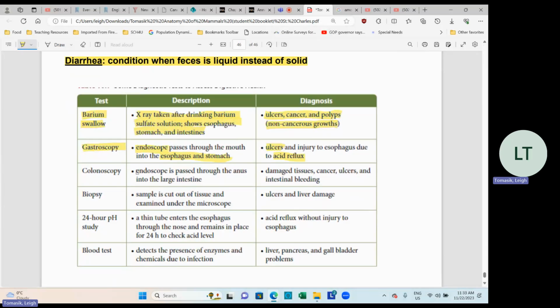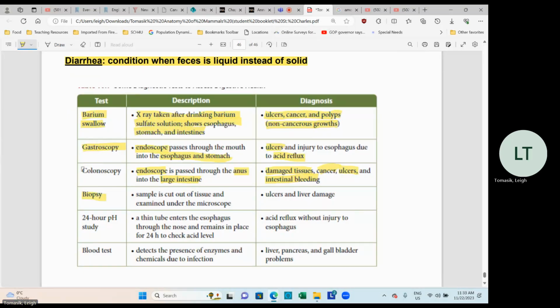There is a colonoscopy, which is the endoscope that is passed through the anus, the other end of the digestive system, and into the large intestine. They don't use the same camera. It's a different camera, and they clean it obviously very well in between different patients. If you have a colonoscopy, they can find damaged tissues in your large intestine. They can look for cancer. They can look for ulcers in your intestines, and they can look for intestinal bleeding.